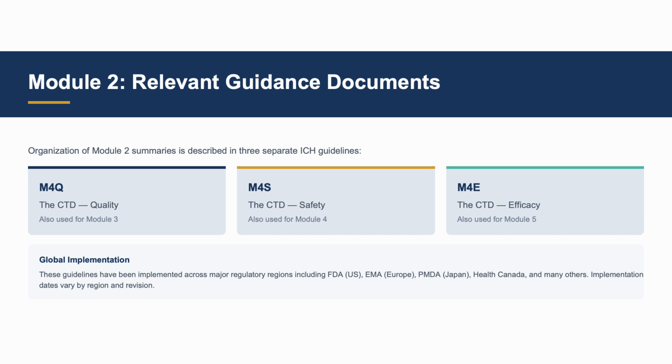This guideline covers Section 2.4, Non-Clinical Overview, Section 2.6, Non-Clinical Written and Tabulated Summaries, and Module 4, Non-Clinical Study Reports. It provides guidance on presenting pharmacology, pharmacokinetics, and toxicology data.